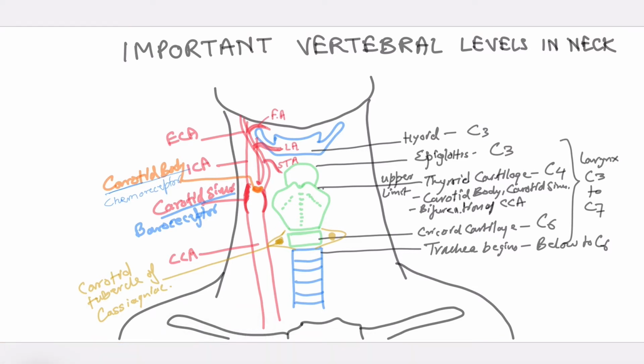This vertebral artery is a branch from the subclavian. It passes from the sixth cervical vertebra to the first cervical vertebra, passing through the foramen transversarium. It does not pass through the foramen transversarium of the seventh cervical vertebra. So at the level of the sixth cervical vertebra, the carotid tubercle of Chassignac separates the vertebral artery from the common carotid artery. So these are the few important vertebral levels in the neck which are important for your exam purpose.